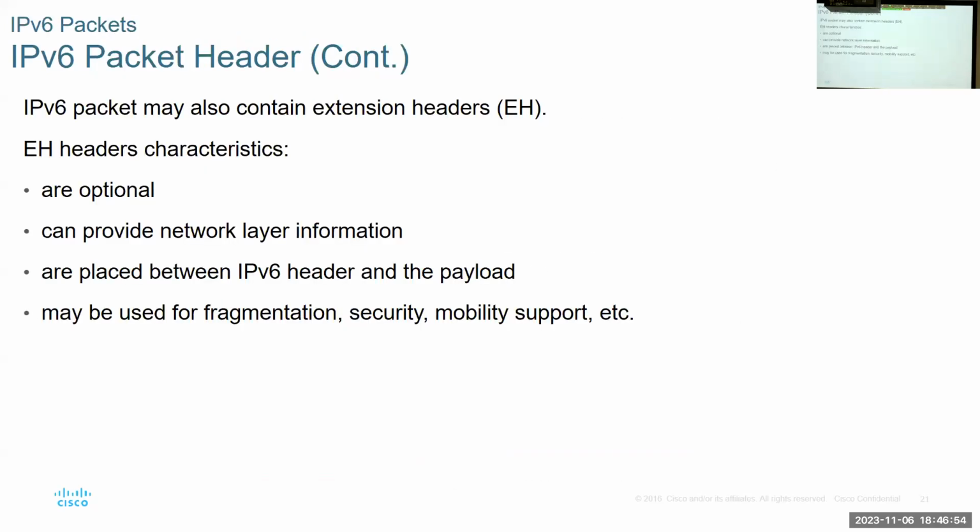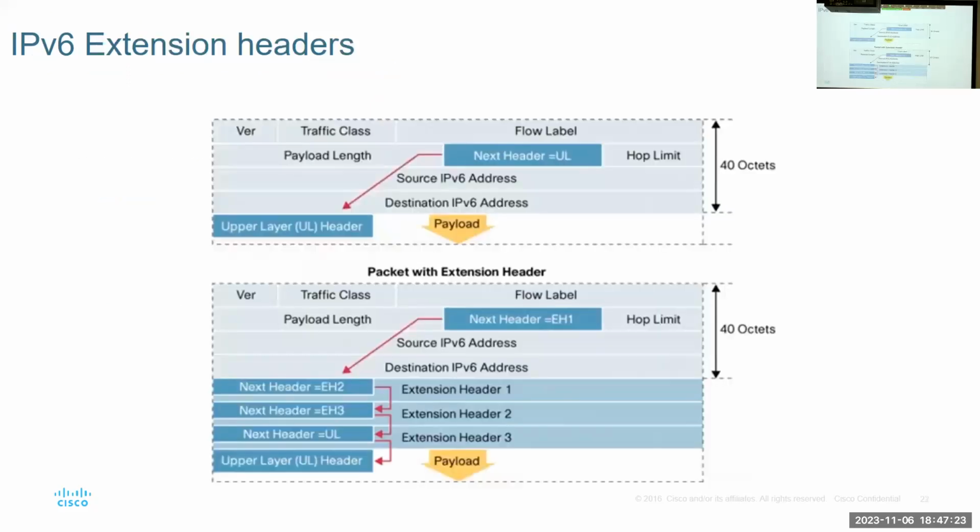But other things are like mobility support, to support mobile devices when they get handed off from one access point or cell tower or something like that. Security could be part of the next header, whatever. So they pretty much accounted for making IPv6 flexible by adding these additional headers.